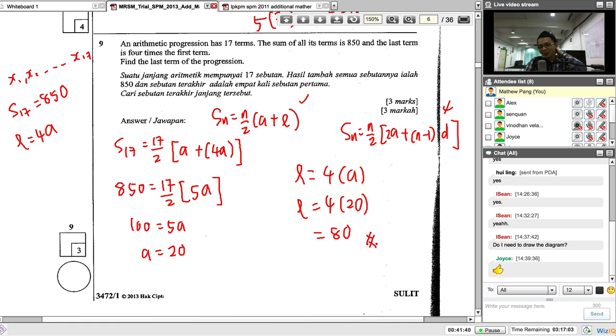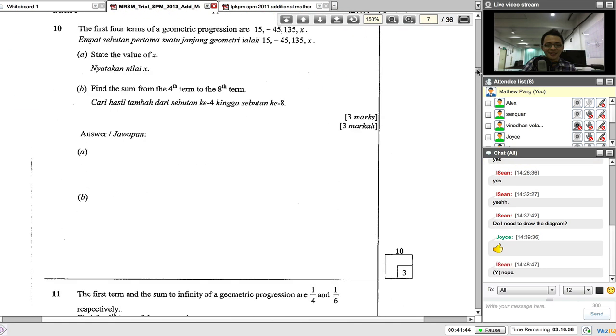If you have no problem, I'm going to move on. Number 10, then again, we're going to break for 1 minute. Yeah, just give me a moment to drink some water. Okay.